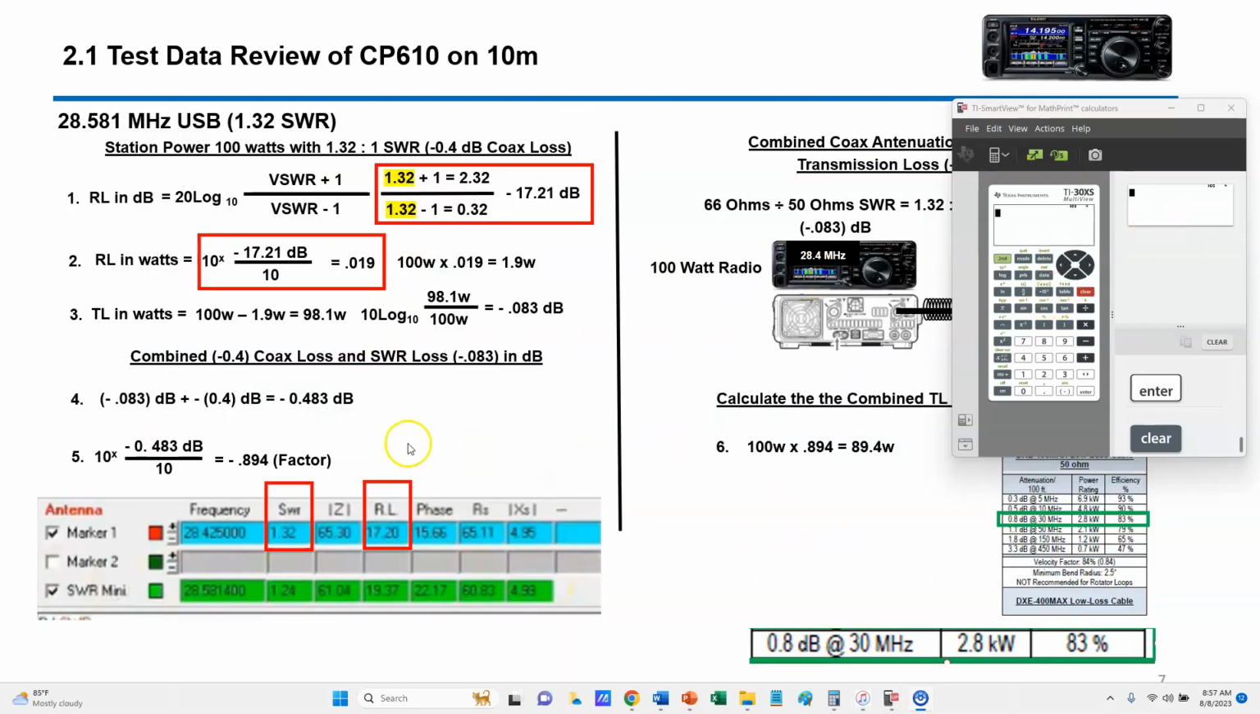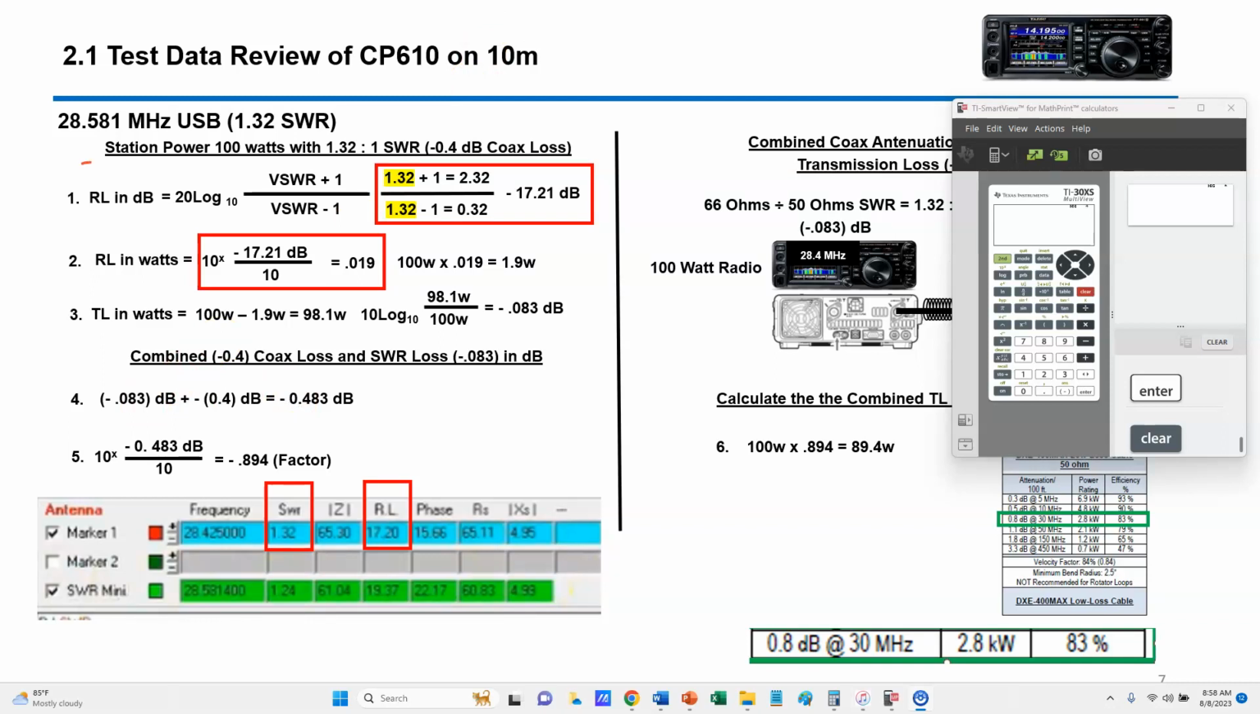With that SWR number of 1.32, I'm going to show you some tools you can use to derive the approximate power loss because of building block Bravo, which is the impedance mismatch, or the SWR higher than 1 to 1. We have an SWR in this example of 1.32. In order to solve for how much the power loss is, we need to do a couple of formulas.